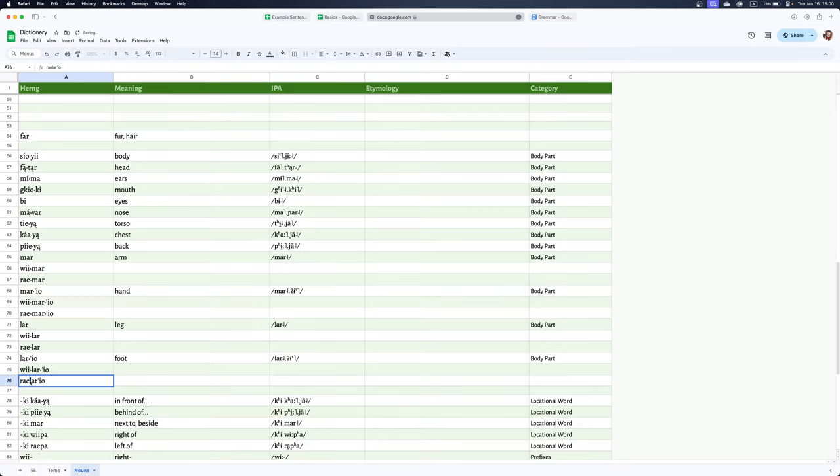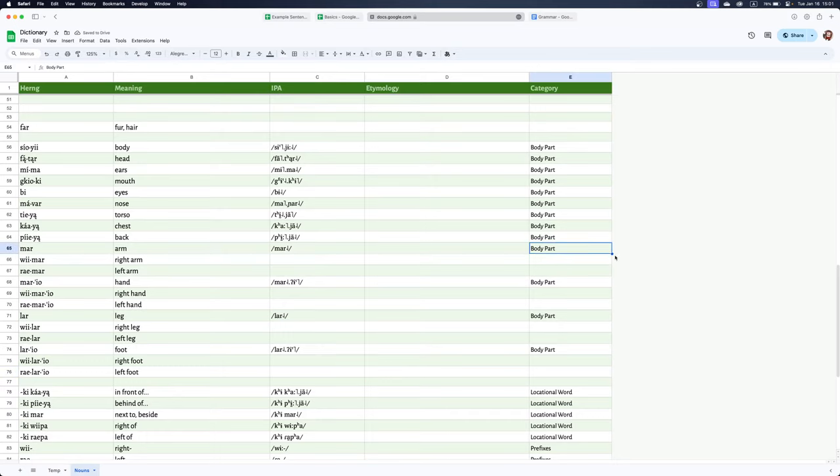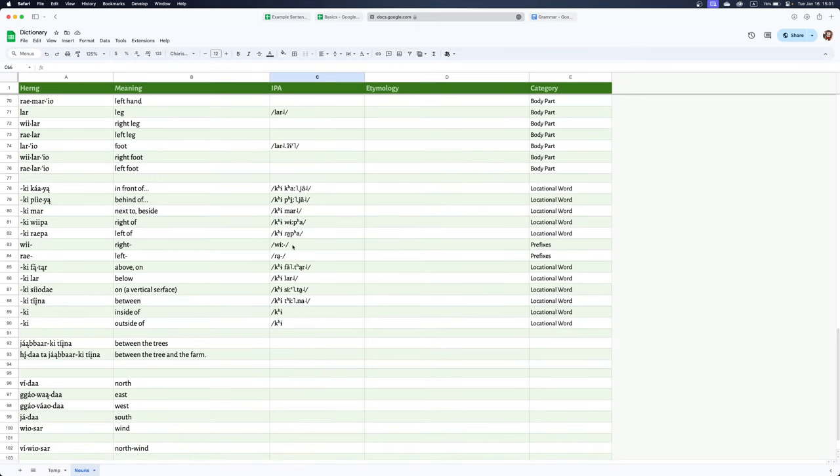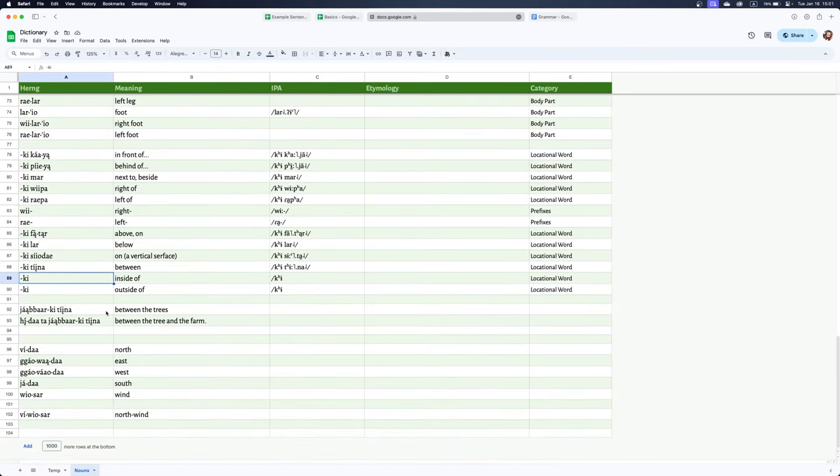I'm gonna finish with these. Right arm, left arm, and then I'll open up a thing to show you. Right hand, left hand, right leg, left leg, right foot, left foot. There we go. And then I'll come back in and add the IPA later-ish. Okay, and then before I do, no, I'll do inside and out of first.